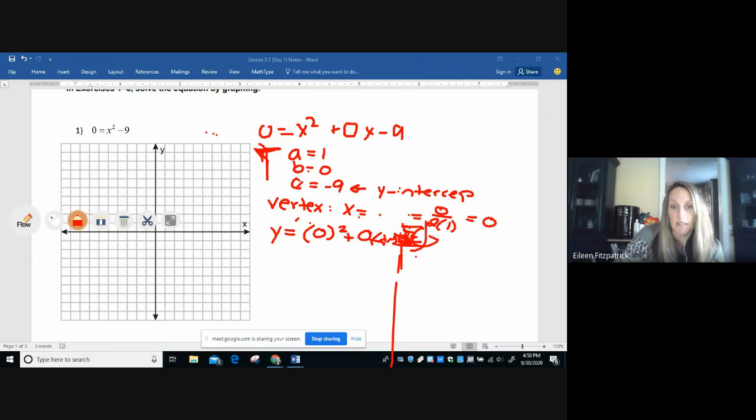I'm just going to leave that mess there, and then -9. Okay, so that all mess, maybe I'll just scribble it out since it already was. That all just comes out to a 0. So you have y is equal to -9. So now I know my vertex is at (0, -9). Okay, so I'm going to plot that point.